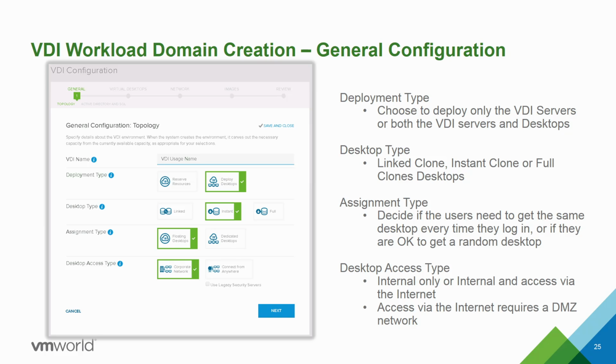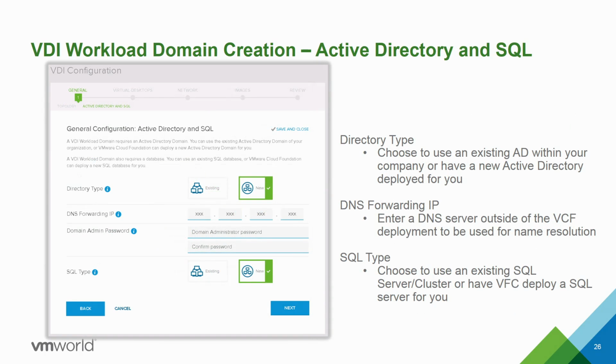The final option at the bottom there, desktop access type. If you want your users to be able to access the desktops via the internet or on an untrusted network, you select Connect from Anywhere. And we'll basically deploy a couple of unified access gateways into a DMZ network for you so that users can access your environment from external access securely. If you just require your users to access internally, just select corporate network only. So very basic there.